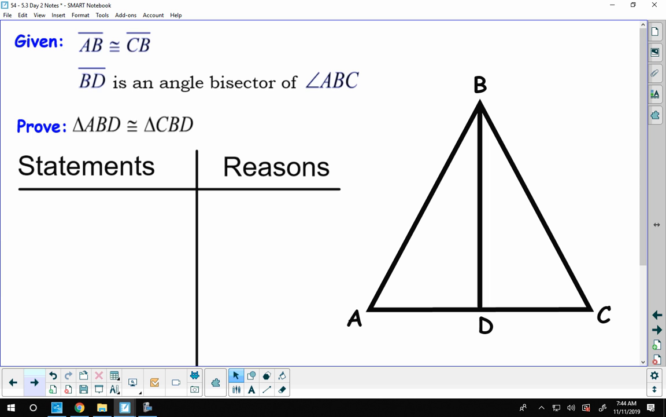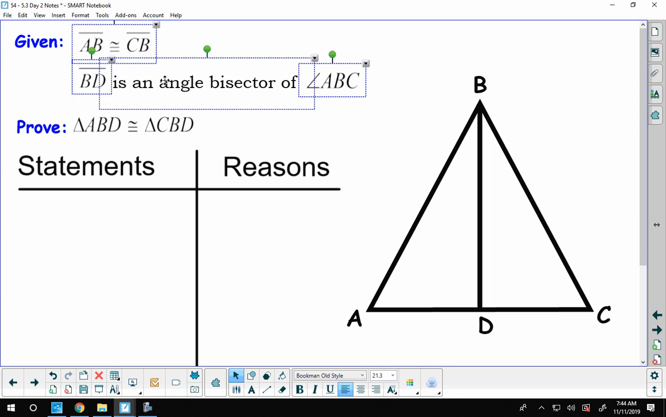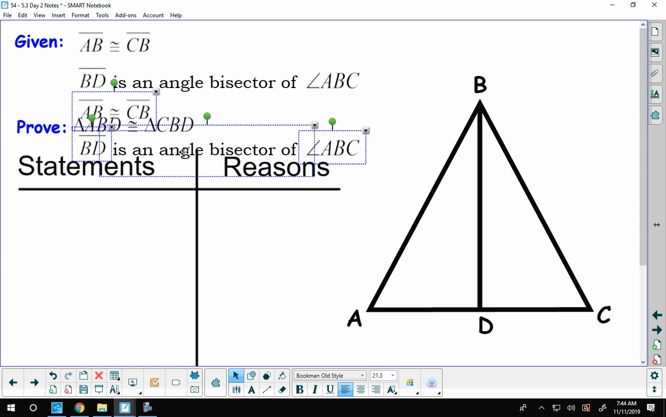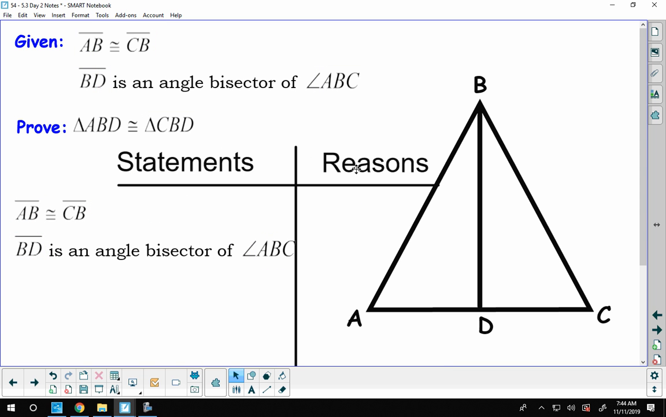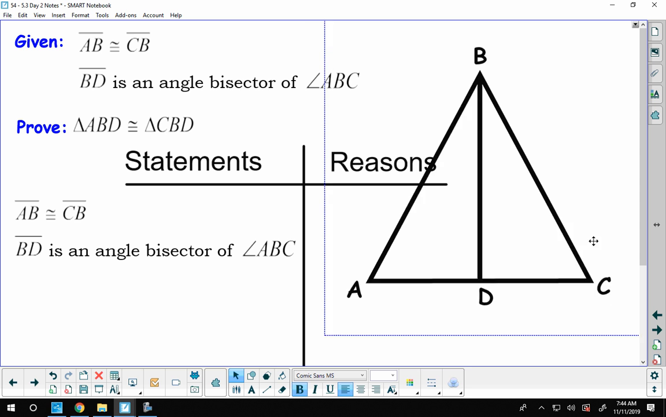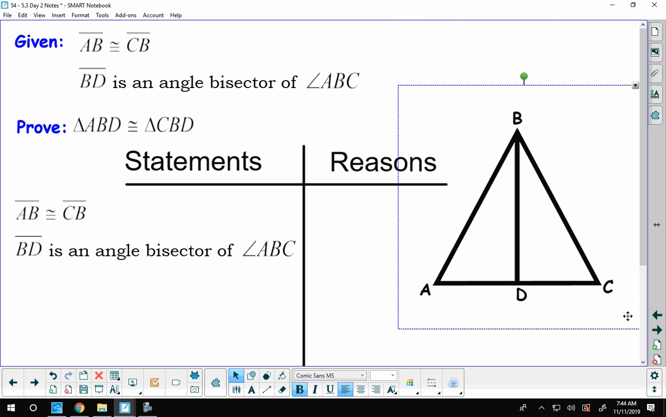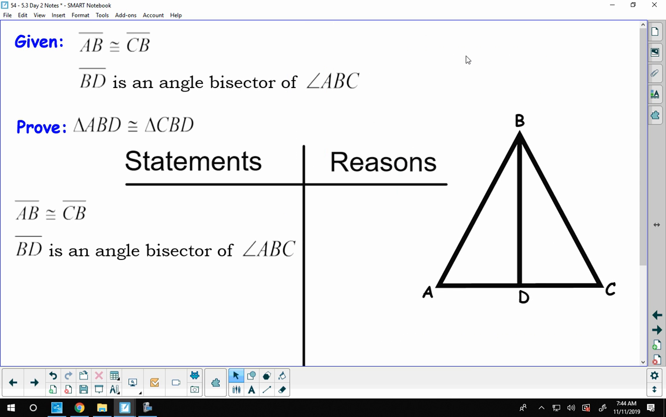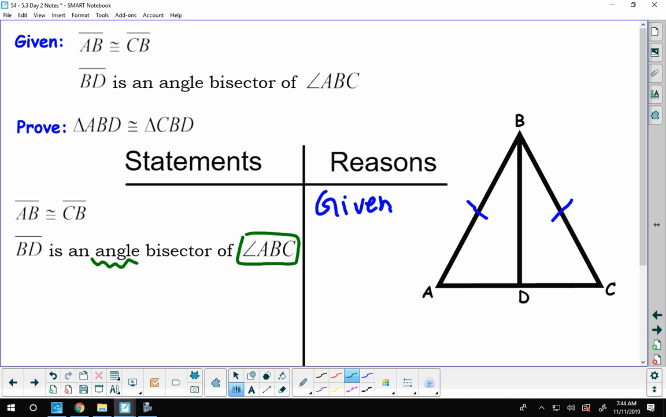All right, copy down your givens. All right, so we have segment AB is congruent to segment CB. So I'll mark that in our picture, and that is a given. And then we also have segment BD is an angle bisector of angle ABC. So notice it says it's an angle bisector.